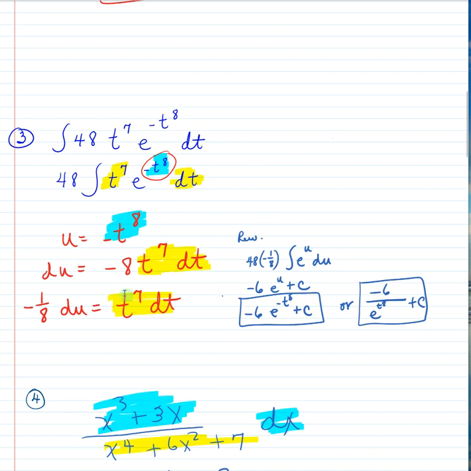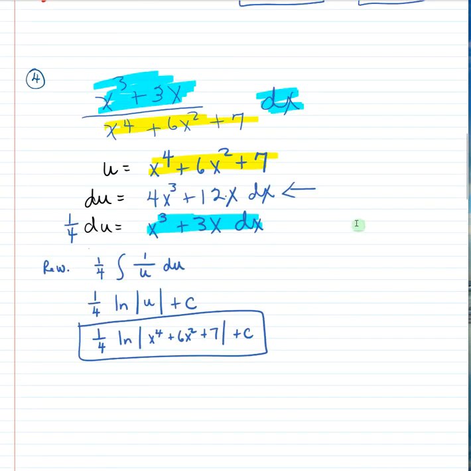And then I'm going to integrate that. First of all, 48 times negative 1/8, that's negative 6. The integral of e to the u is e to the u plus c. And so I have negative 6 e to the negative t to the 8th plus c. Or you could put this on the bottom and make it a positive exponent. So negative 6 over e to the t to the 8th plus c. That would be number 3. All right, number 4, we have x cubed plus 3x over this dx.